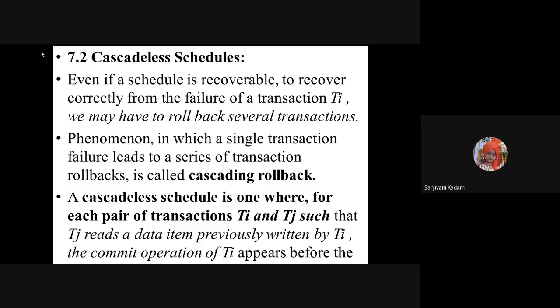Even if a schedule is recoverable, meaning we have the commit of Ti and after that the commit of Tj, to recover correctly from a failure of a transaction Ti, we may have to roll back several transactions. There might be a possibility that we need to roll back multiple transactions, in which a single transaction failure leads to a series of transaction rollbacks, which is called cascading rollback. For this, I will show you an example. Wait a minute.